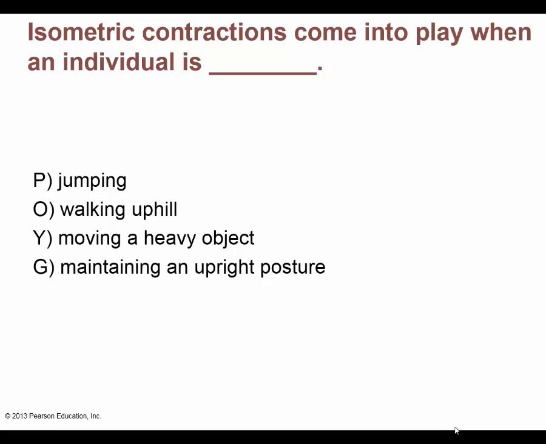An isometric contraction, same length, comes into play when an individual is doing what? Maintaining an upright posture. If I'm standing here, I'm not moving. Are muscles contracting? Yeah, otherwise I'd fall over. So I still have muscles that are staying contracted and they're not changing length because I'm not moving, but it helps you stay there and not fall over in your chair.